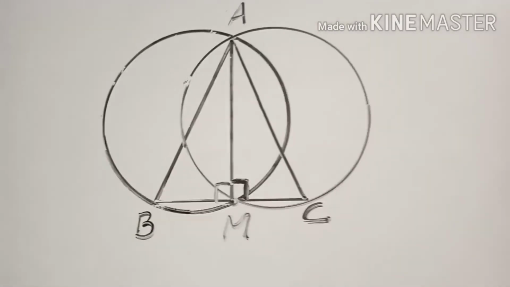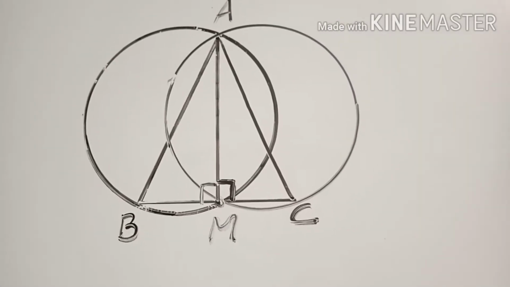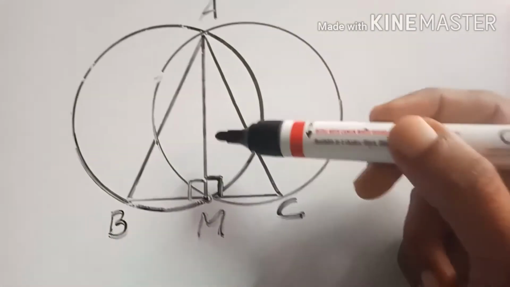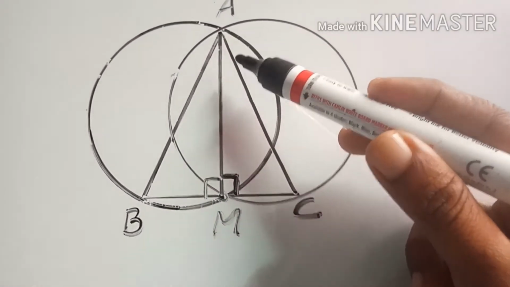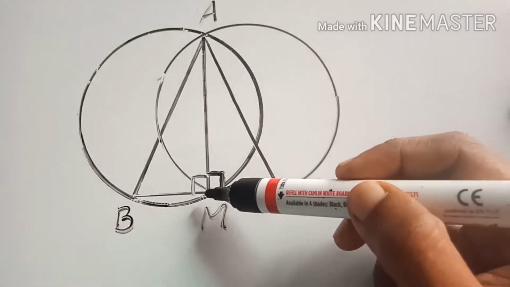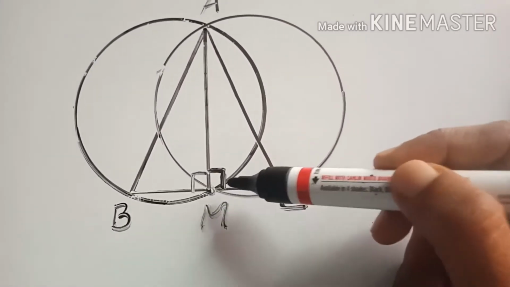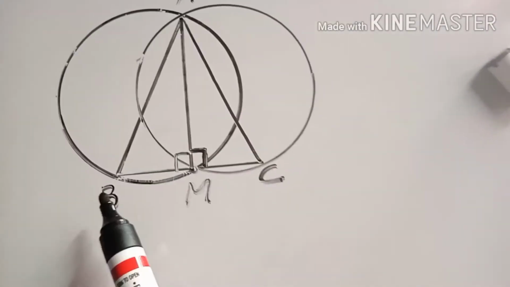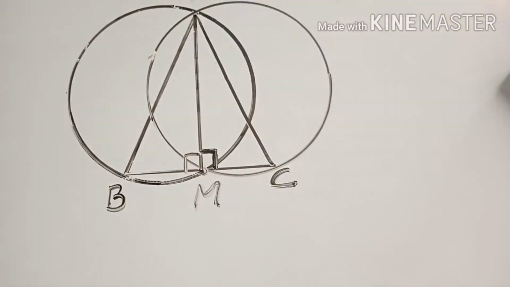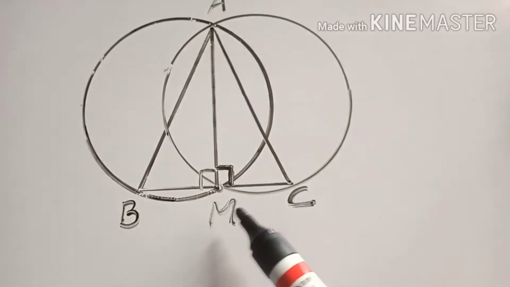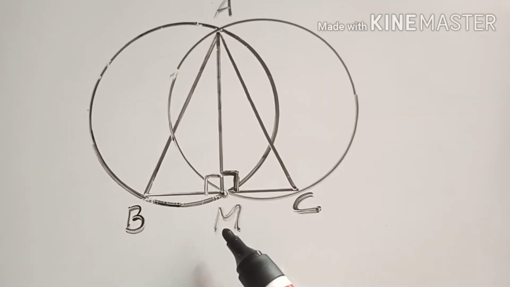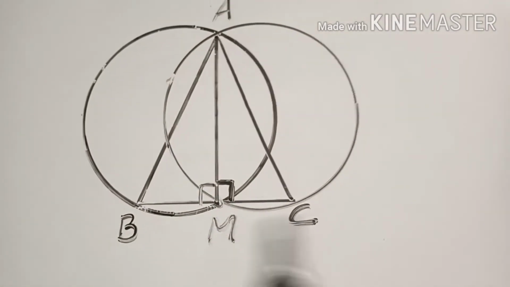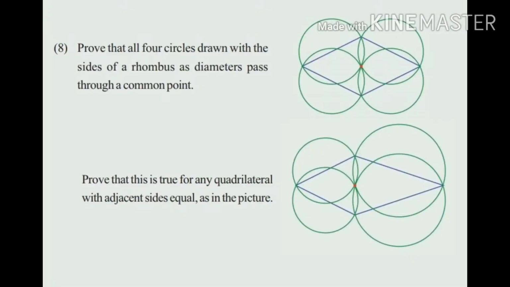Now we know that for an isosceles triangle, if we draw a perpendicular from the upper vertex to the base, that perpendicular will bisect the base. It will divide the base into two equal halves, that means BM and MC will be equal. So BM and MC are equal means M is the midpoint. That is the answer.